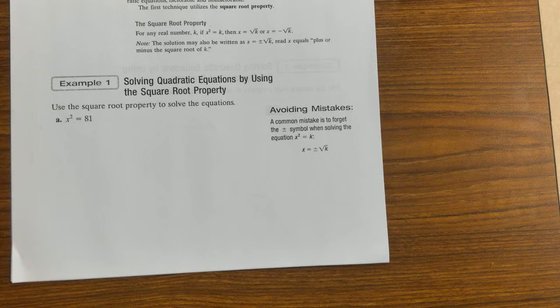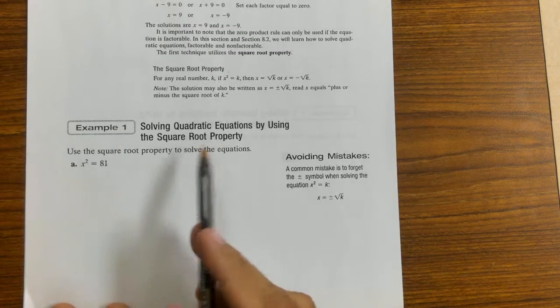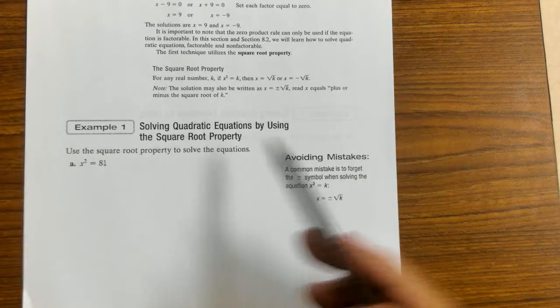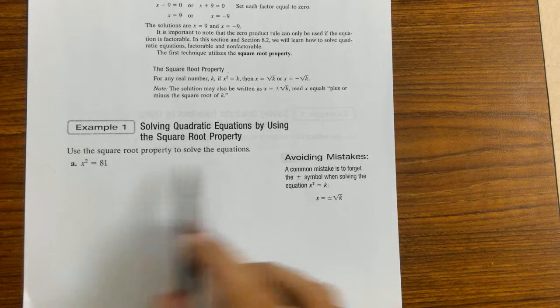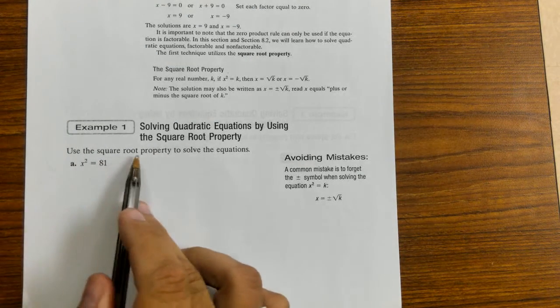Greetings, mathematicians. Today we're looking at example 1 in section 8.1, square root property and completing the square. So here we're just solving example 1a using the square root property.